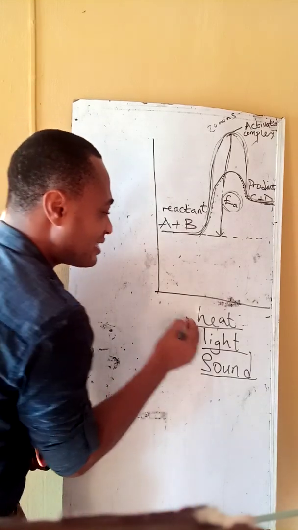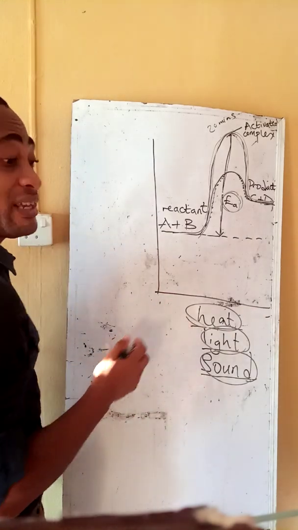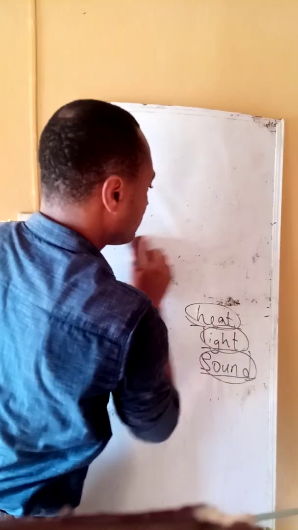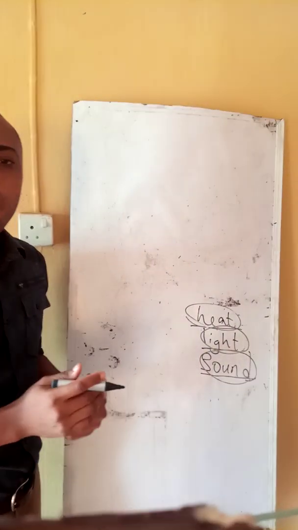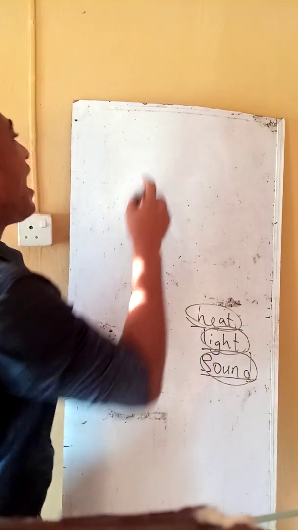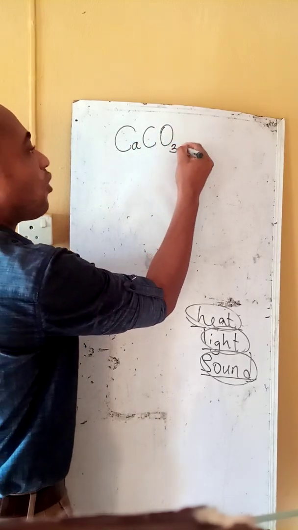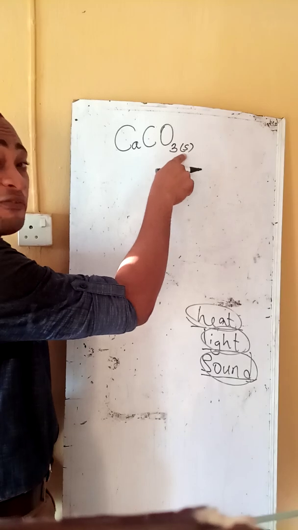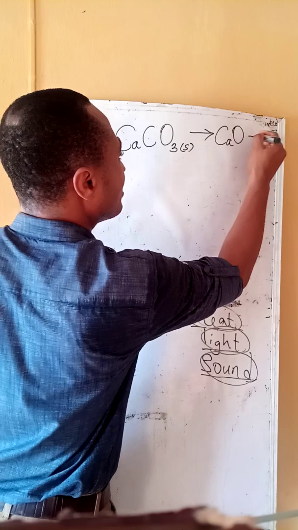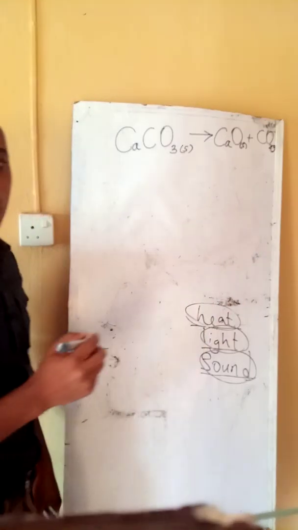Now, the question is, how do you see all of this? In a simple chemical reaction, let's say, for example, we have calcium trioxocarbonate(IV), a solid. Always remember to put your physical state. This is giving me calcium oxide and carbon dioxide. This is a gas and this is a solid.